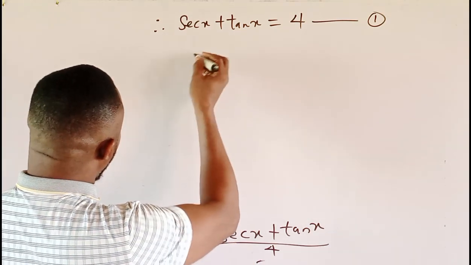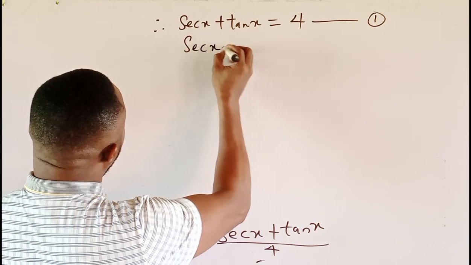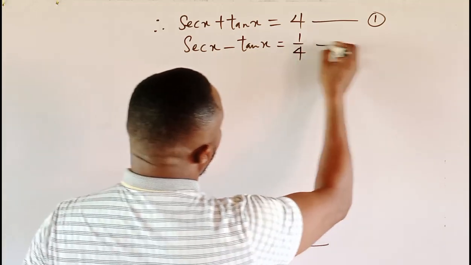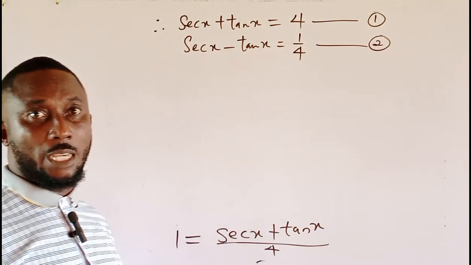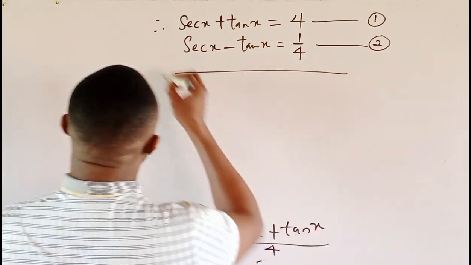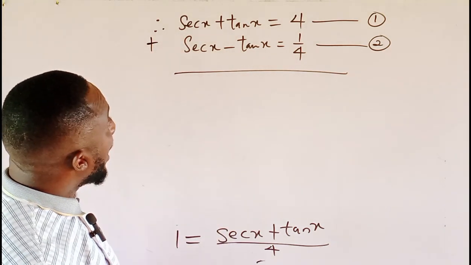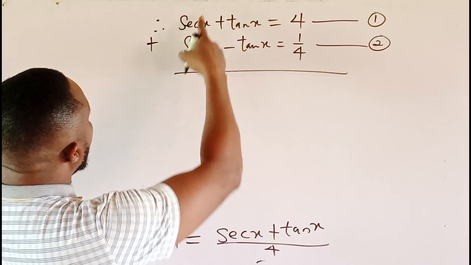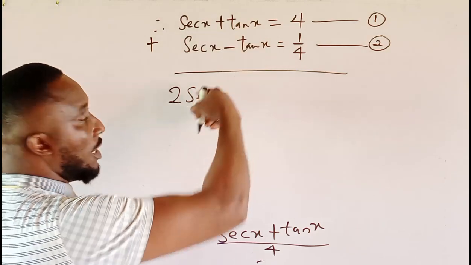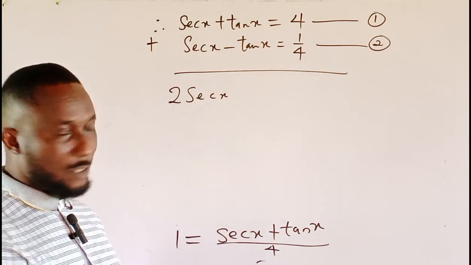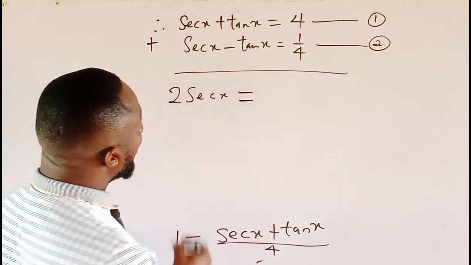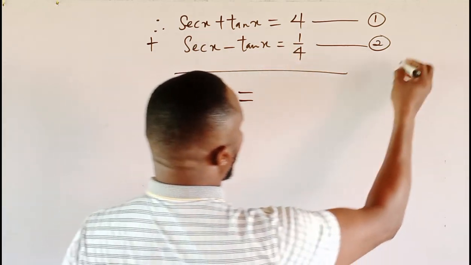Now, from the very problem, we know that secant x minus tan x is equal to 1 upon 4. I'll call this equation 2. Then I will solve the two equations simultaneously. So we are going to add. If we add equation 1 to equation 2, secant x plus secant x will give us 2 secant x. Then tan x minus tan x is 0, so it subtracts out. Then on the right side, we are going to have 4 plus 1 upon 4.